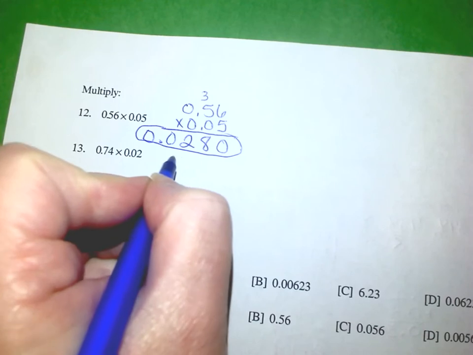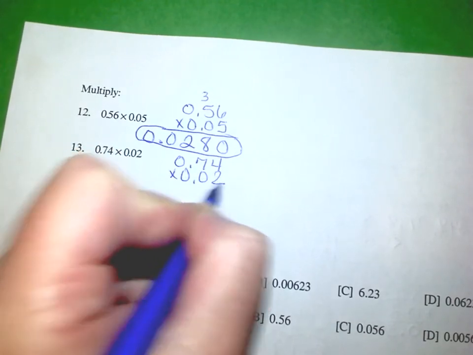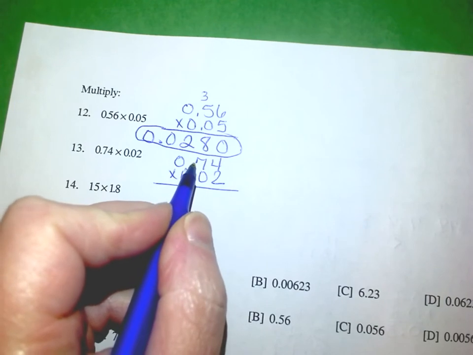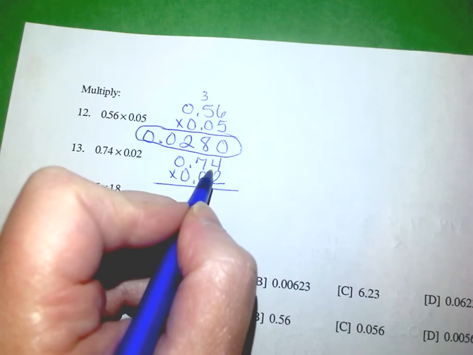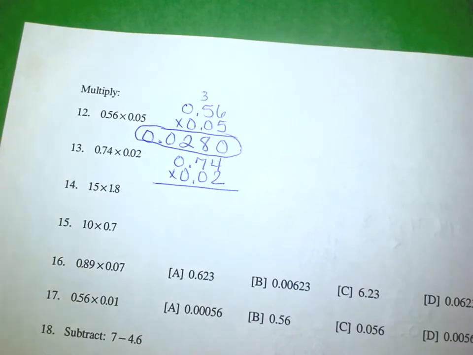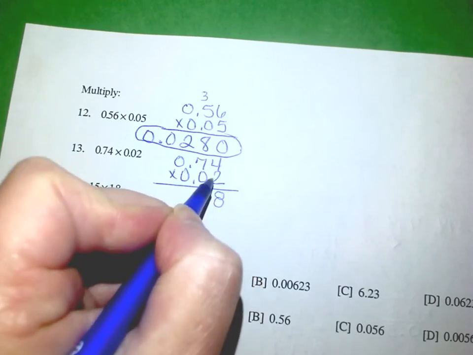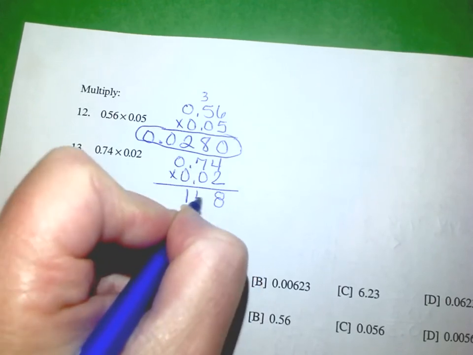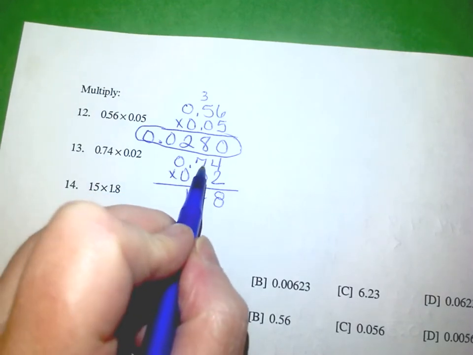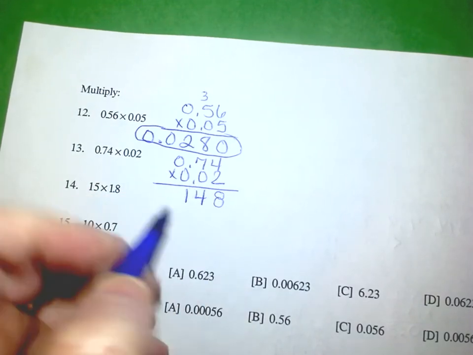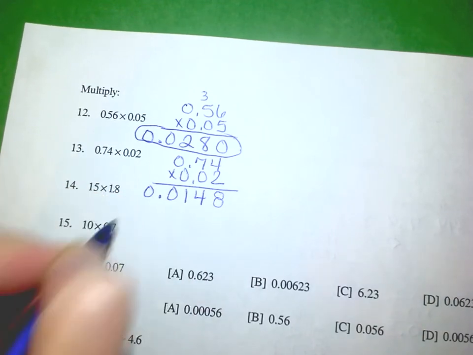We'll do it again. 74 hundredths times 2 hundredths. Again, it's really like multiplying 74 times 2 and then counting up the decimals, or the numbers behind a decimal, and placing it. So 2 times 4 is 8. 2 times 7 is 14. It's unnecessary to do those 2 zeros. Count up your numbers, 1, 2, 3, 4. Numbers behind a decimal, so that means I have 4 in my answer.